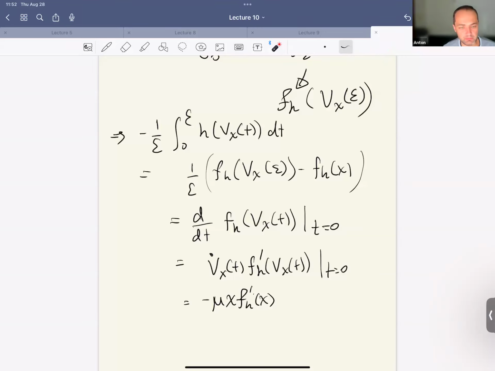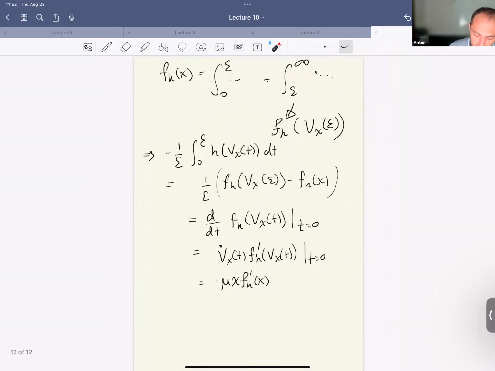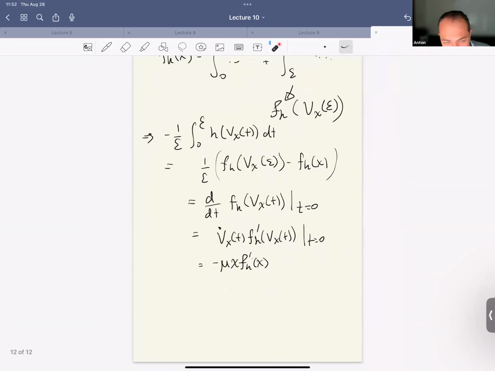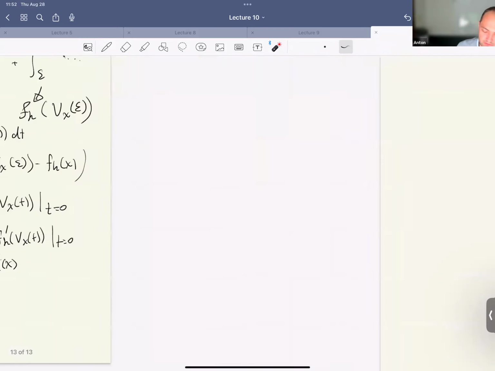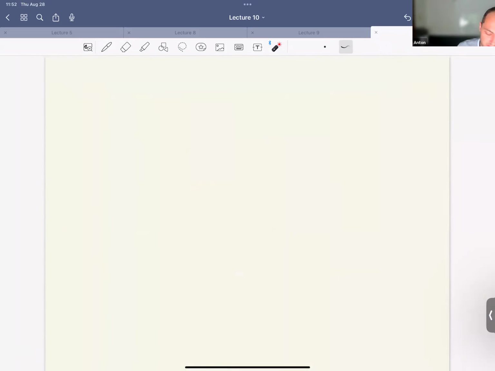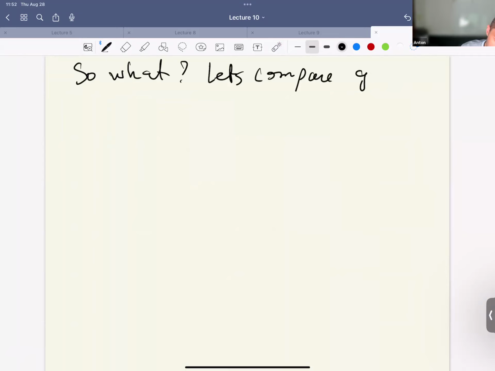Okay. So this is a quick sketch. I rushed through it because we've done this in the first week. But long story short, this is what happens. Let us finally go on to so what? So what? Let's compare generators.